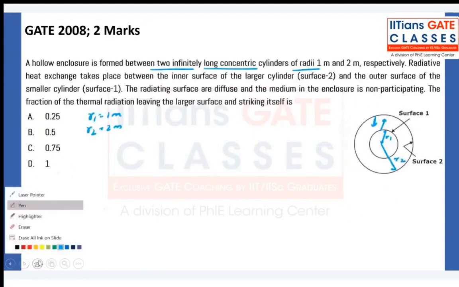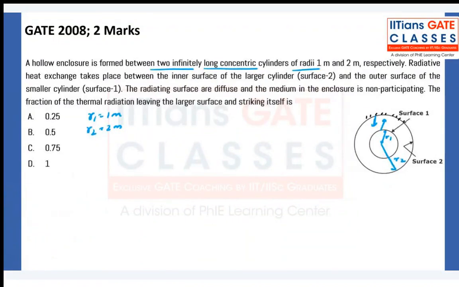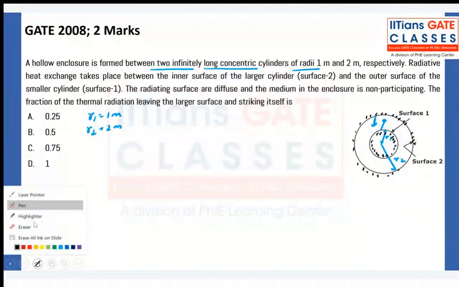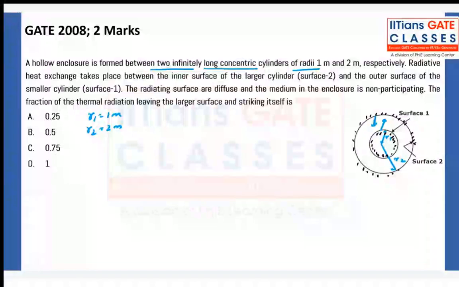Chalo. The radiating surfaces are diffuse and the medium in the enclosure is not participating. Means whatever medium is inside, it is not participating. The fraction of thermal radiation leaving the larger surface and striking itself. So what do I need to find out? Can you tell me what they are asking in the question? Larger surface. Yes, Sahil is correct. Which one is the larger surface? Yes, F22 I need to find out.